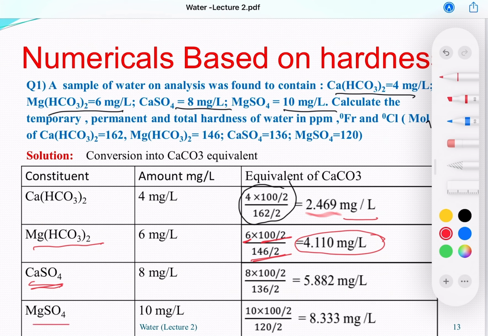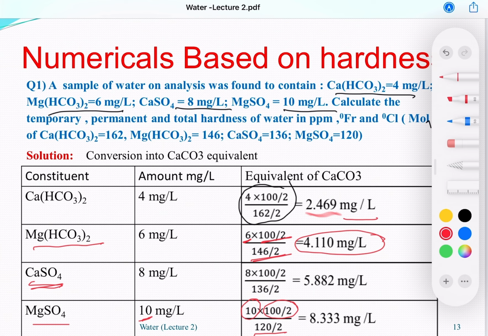Similarly, magnesium sulfate, the question says 10 milligram per liter is there. So the weight of the hardness producing substance is 10. Equivalent weight of CaCO3 is 100 by 2 and equivalent weight of magnesium sulfate is 120 by 2. So it will be 8.333.